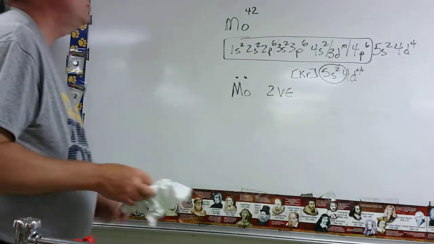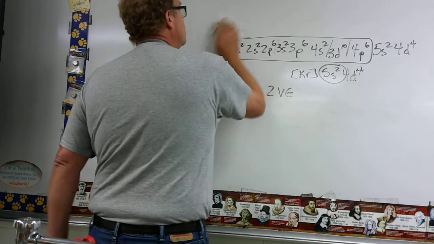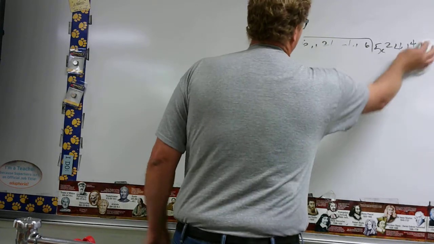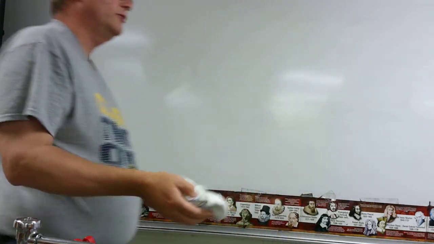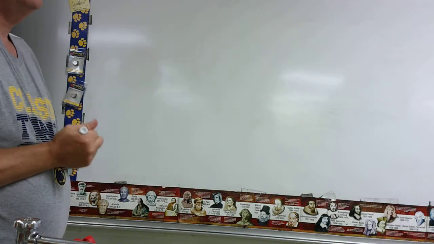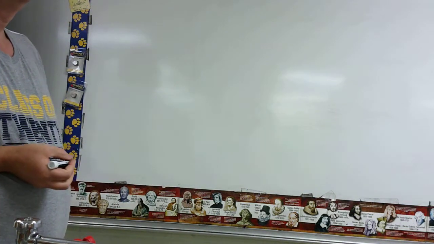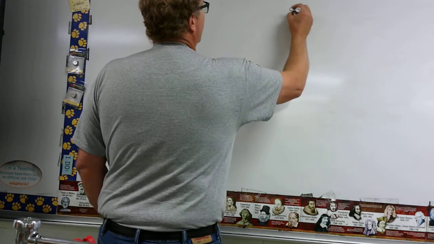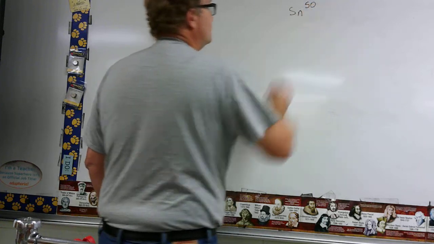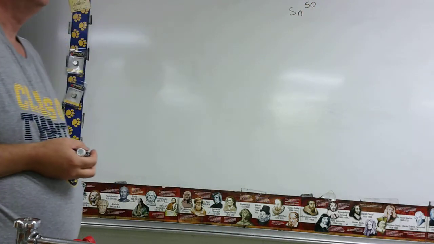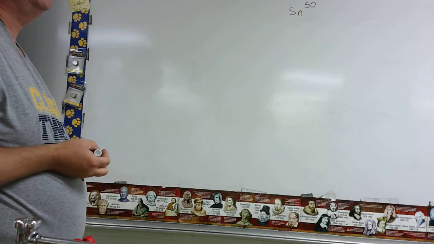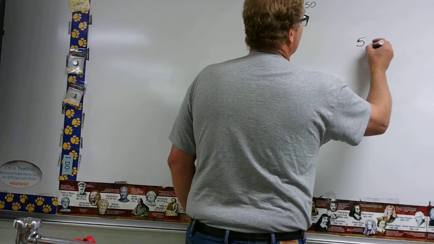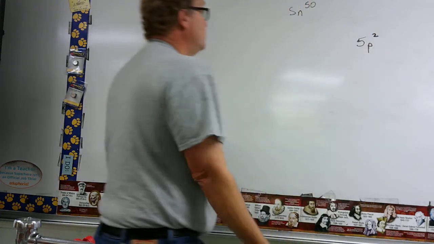Let's go ahead and do another one. It's all kind of simple. You just do everything the same process, regardless of whatever element it is. So let's do Sn. Sn is number 50. I know if I'm looking on here, it's going to be 2p, 3p, 4p, 5p, and it's my second one in the p, so it's going to be 5p2.